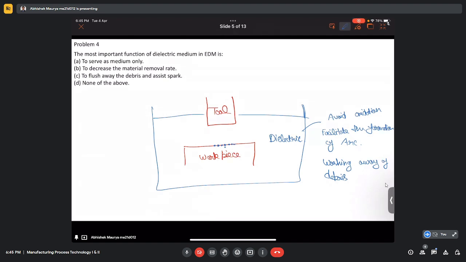So one thing is that the dielectric material should have sufficient breakdown strength. Actually here we are looking for two things from that dielectric. First, we want to apply a voltage between the tool and the workpiece. Because of this voltage, an electric field will be generated. So this dielectric should not break down very easily. The E breakdown of the dielectric should not be very small.